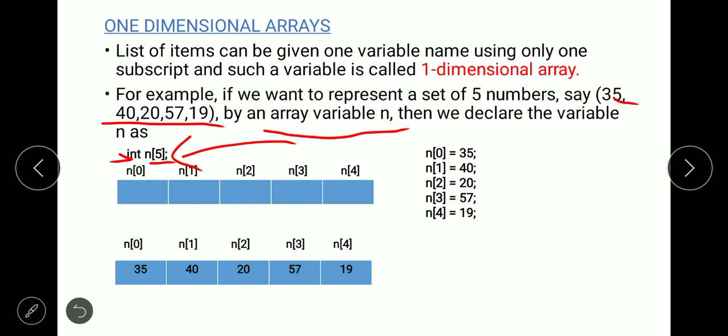What is the total number of elements an array can hold? So n is an array of integer data type, because we have declared it as int, which can hold up to 5 elements. So it can hold only 5 elements. If you try to put one more element, so if you try to put 6 elements, it is not possible because you have given the size as 5.